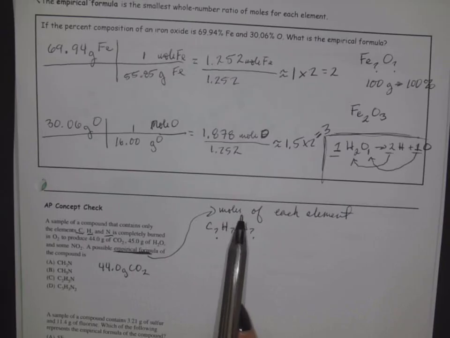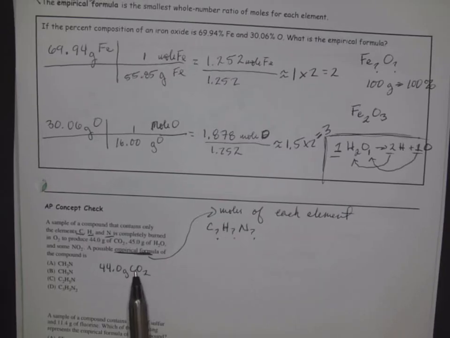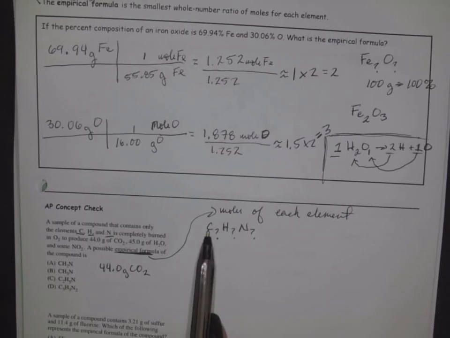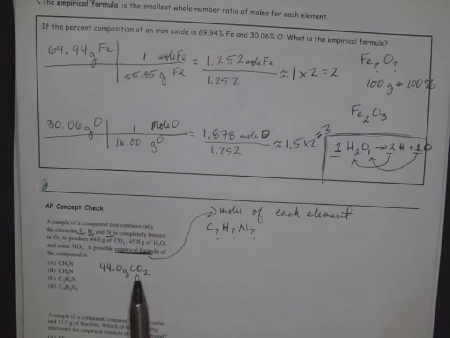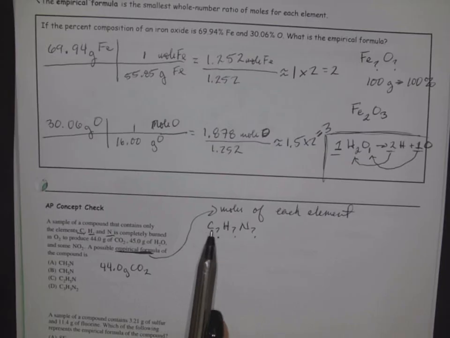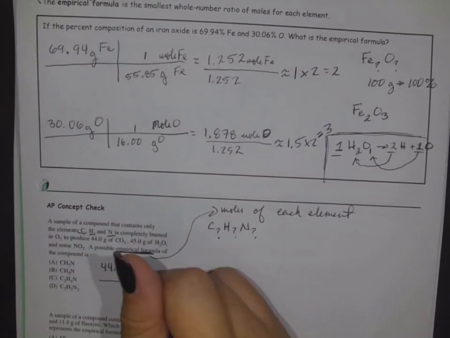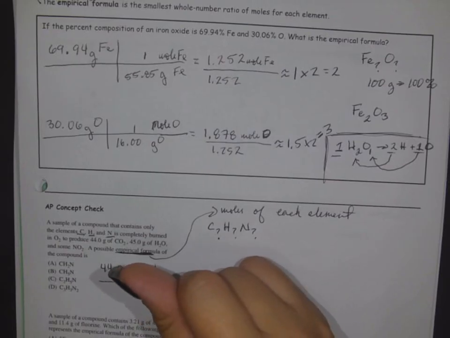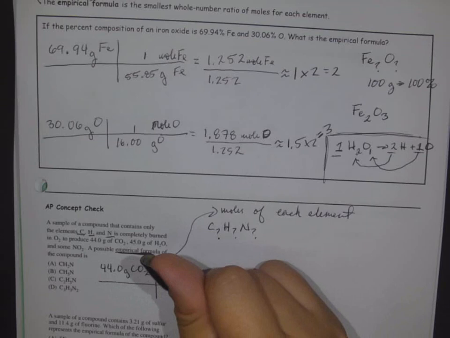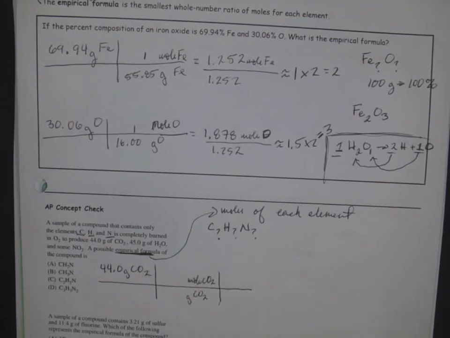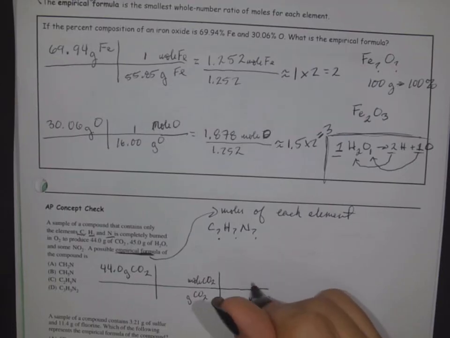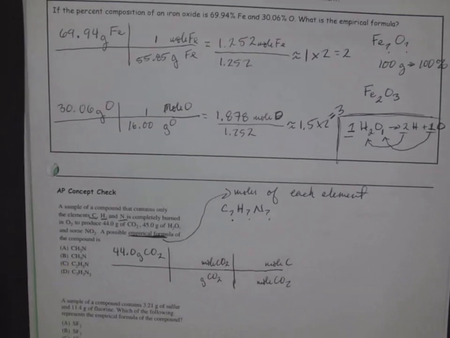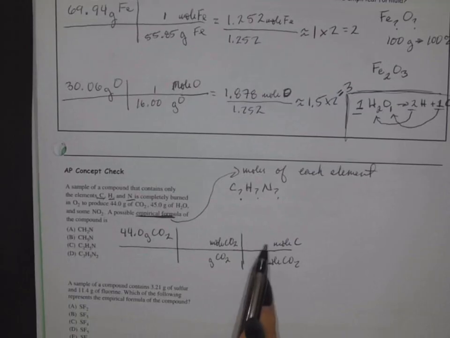I want moles of each element, and the element that's contained in there is the carbon. So I have grams of CO2. I want to end with moles of carbon. How would I do that? Well, I can go from grams of CO2 to moles of CO2. Okay, and then my last step is going to go moles of CO2 to moles of just carbon. I'll help you do this one here in a second.